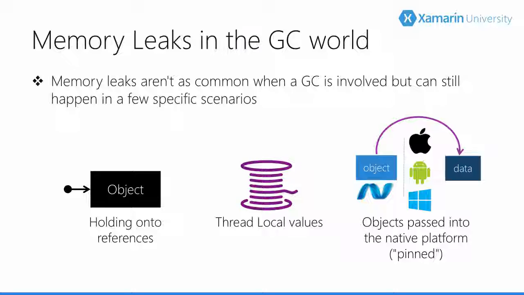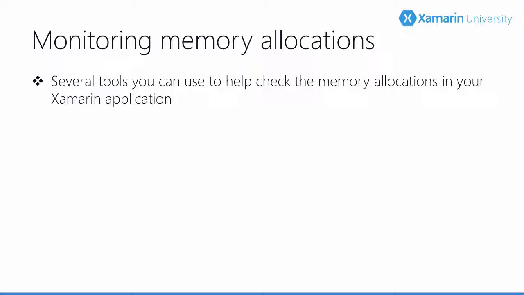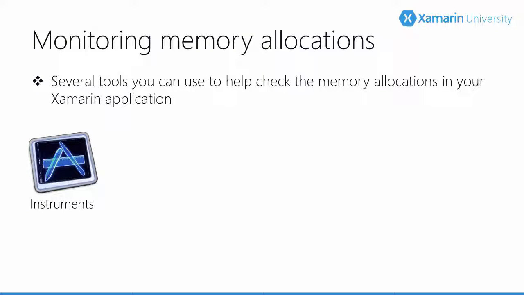There are several tools that we can use to identify memory issues within our application, or even just to monitor the memory heuristics of our application. So let's start with some of the native tools first. The first one we have is Instruments. Instruments is a native iOS and macOS profiling tool, and it allows you to watch for native allocations that are occurring in your application.